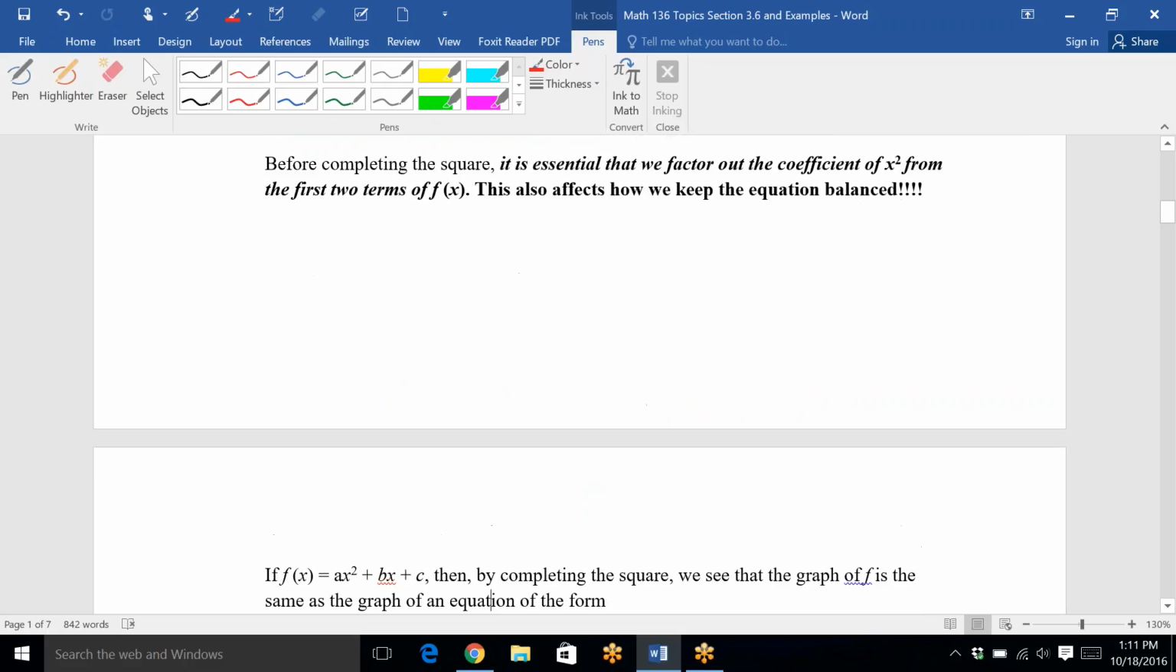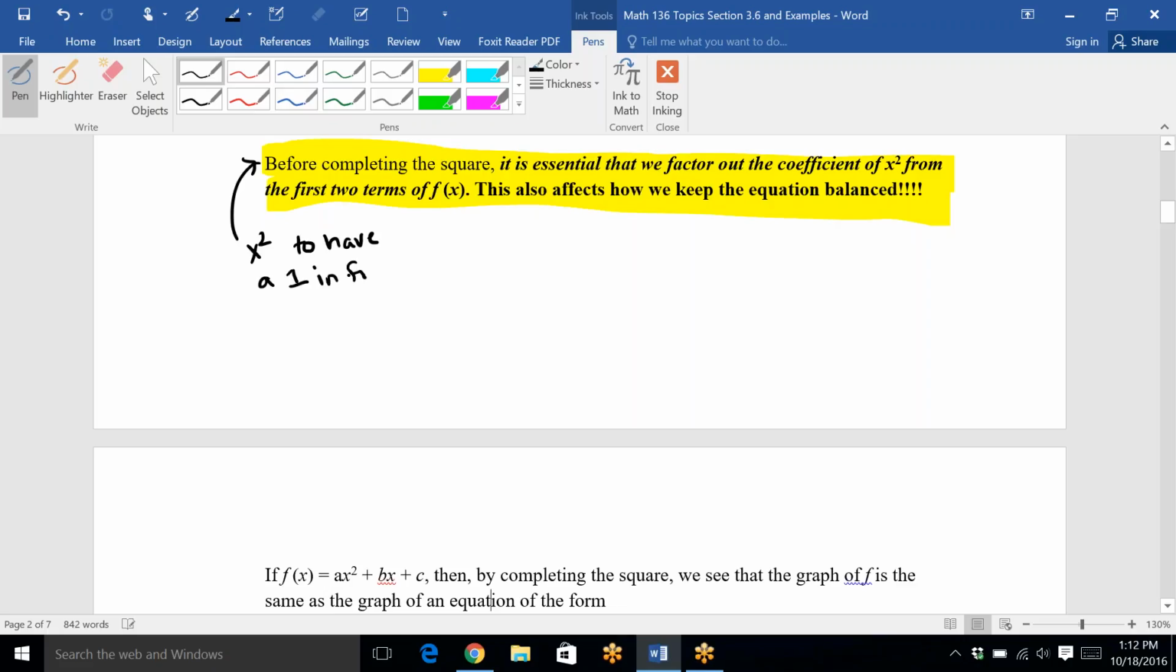So how do we do that becomes the harder question. To be able to do it, we have to complete the square, but it is essential that we factor out any coefficients in front of x squared that are not a 1. Remember, when we do completing the square, big thing here is that we need x squared to have a 1 in front. So I'll do one first of all that's already set up, and then we'll show you one where you have to actually move that coefficient to the front as a GCF.